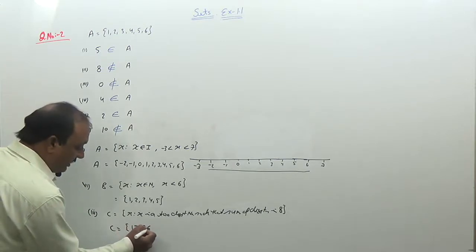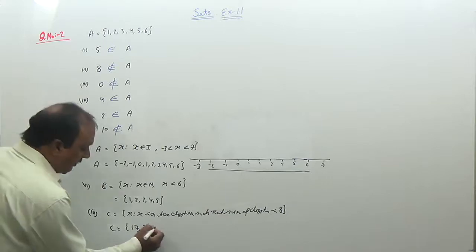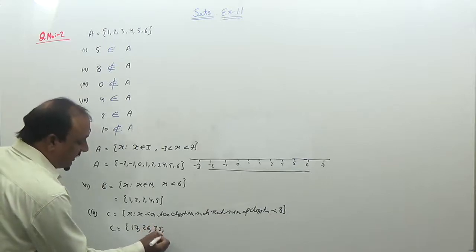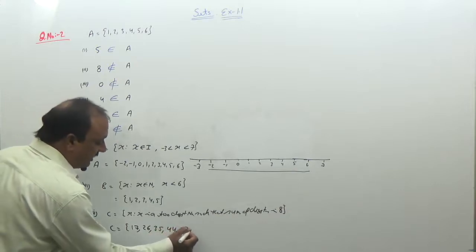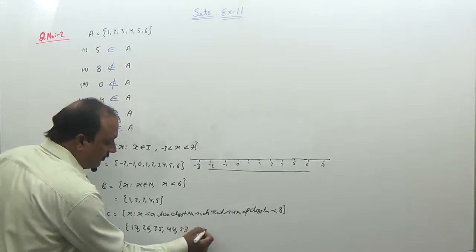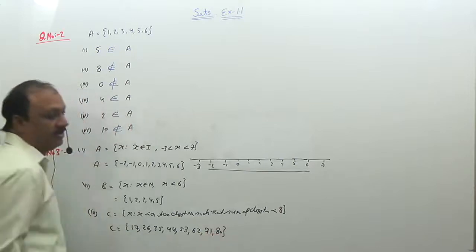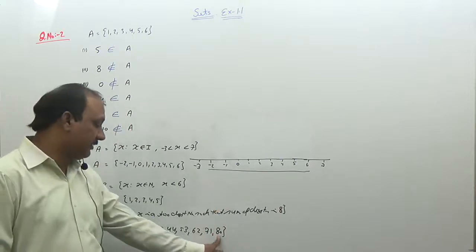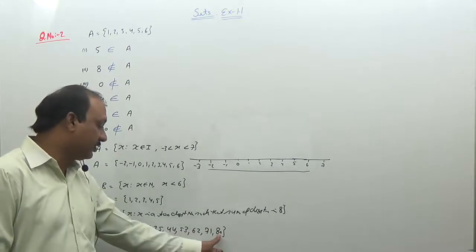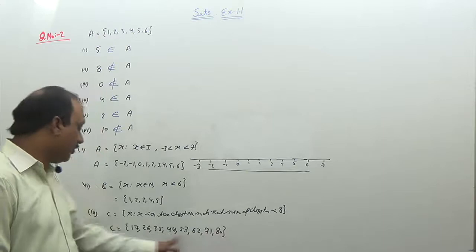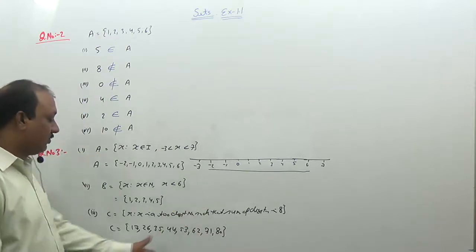Second will be 26. This is a 2-digit number. 2 plus 6 is 8. Third is 35. Fourth is 44. Next is 53. Next is 62. Next is 71. Or next is 80. So 80 is also a 2-digit number, in which one digit is 8, second digit is 0. So when we add both the digits, 0 plus 8 is 8. So all these are 2-digit numbers in which the sum of the digits is equal to 8.